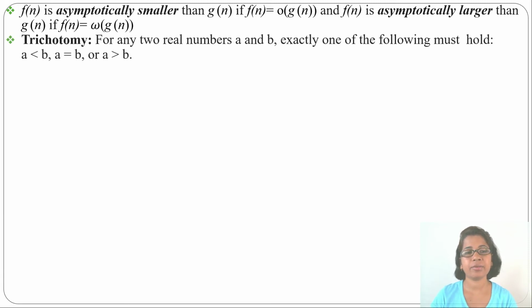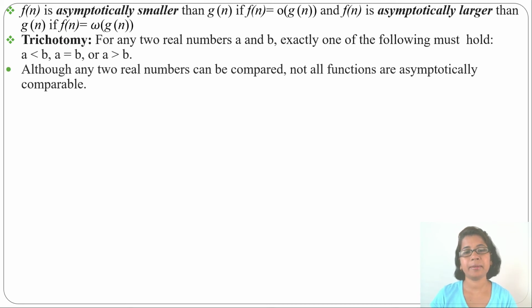Next is the trichotomy property. For any two real numbers a and b, exactly one of the following must hold: either a is less than b, or a equals b, or a is greater than b. So every real number we can compare. Although any two real numbers can be compared, not all functions are asymptotically comparable. If two functions are given, it's not always possible that we can compare them asymptotically.